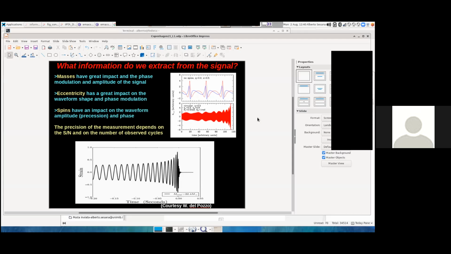So you cannot resolve the sources individually, but you can see that there is some extra power that is due to some sources that you cannot see individually. So I don't know if that answers your question.